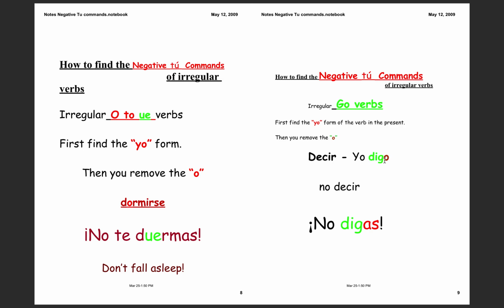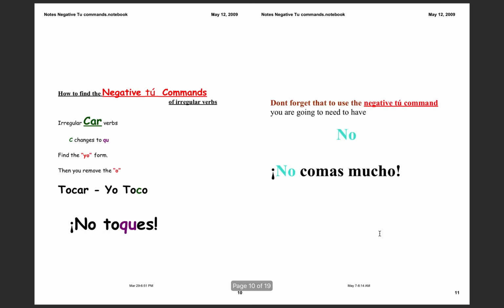You have yo digo from decir. Well, it's an IR verb. You're going to take off the O and put as. No digas. Don't say. Okay, or don't tell. All right? Okay, so, and guys, guess what? All those go verbs, their endings are going to be gas. No tengas, no pongas, no salgas, no hagas, and so on.